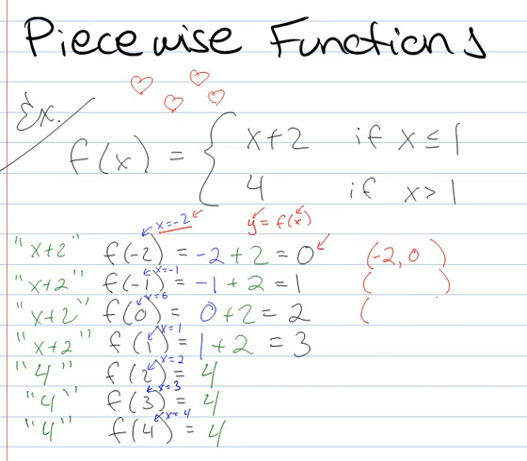See if you can fill in what the rest of these points are going to be that we're going to plot. Okay. See if you can get that. So the next point here is going to be negative 1, 1. 0, 2. 1, 3. 2, 4. 3, 4. And 4, 4.